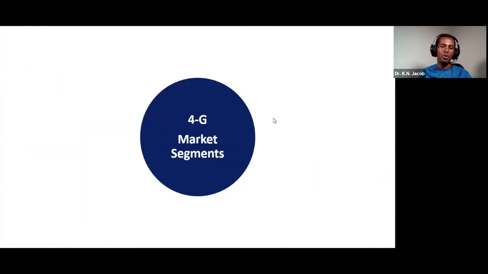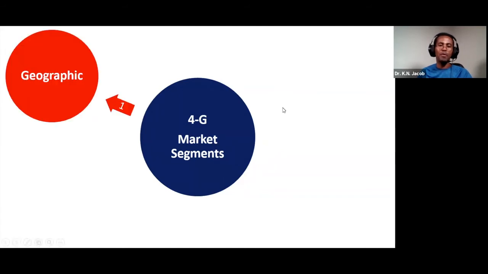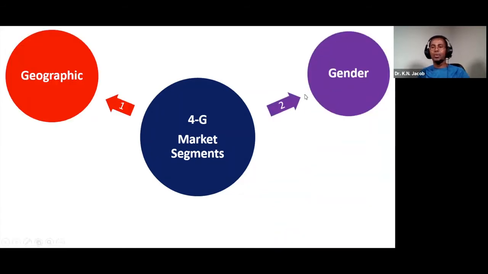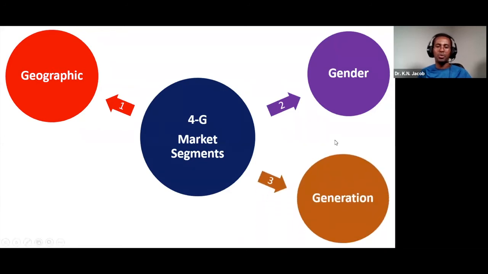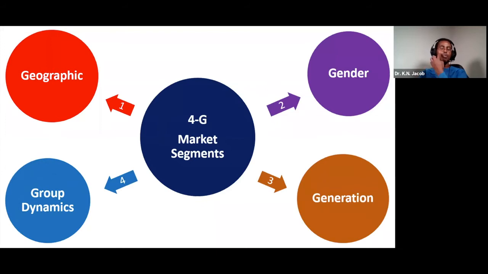We have 4 G magnets. G because they start with the letter G. So we have geographic markets, then we have gender, and then number 3 we have what I call generational, and number 4 we have the group dynamics. So today I'll focus on how you market in these segments. How do you first identify your market targets, and how do you market them?